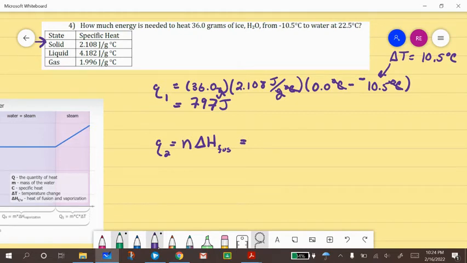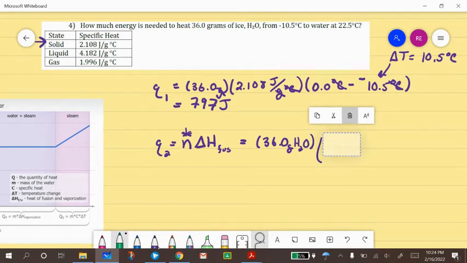We know we have 36 grams, so let's go ahead and start with that. We have 36.0 grams of water. To convert that to moles to get our N, we're going to go ahead and use 1 mole of water. Oops, I don't know why that crossed out. Let's try that again. So 1 mole of water over 18.0 grams. That's going to convert us to moles.